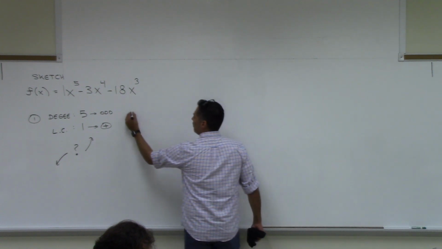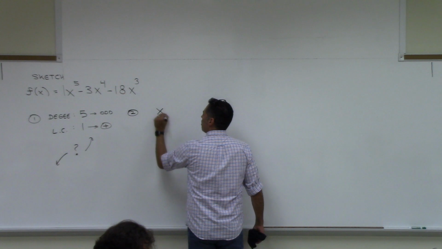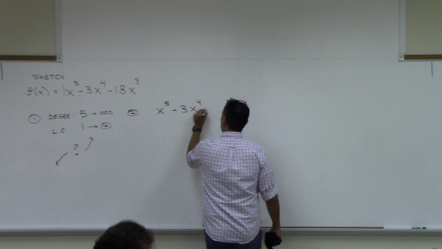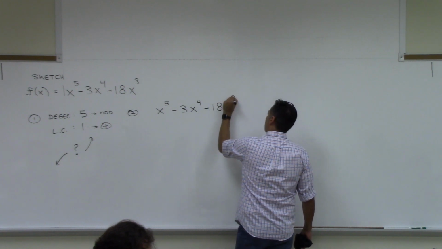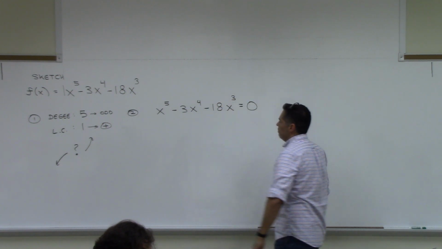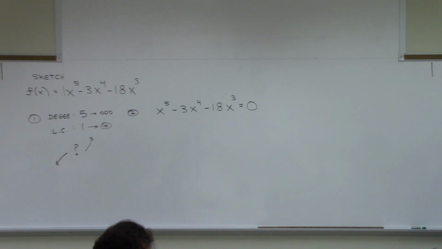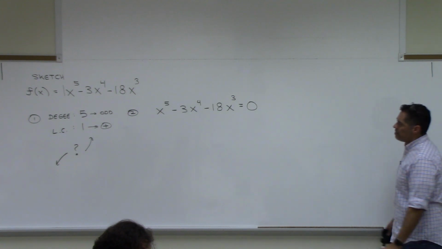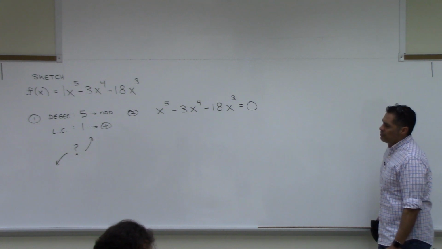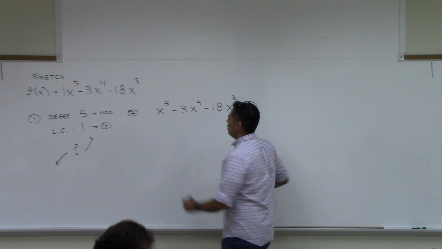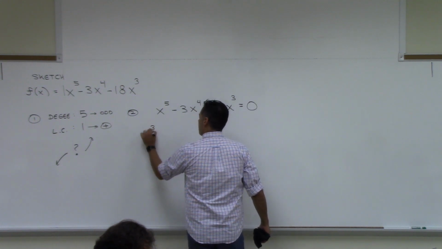Second step, set this thing equal to 0 to find your x-intercepts. And now, I guess the most troubling part, right? We need to factor that. So GCF first. What's the greatest common factor? X cubed, right? You can pull an x cubed. Each one of these has 3 factors of x. So I can pull x cubed out.